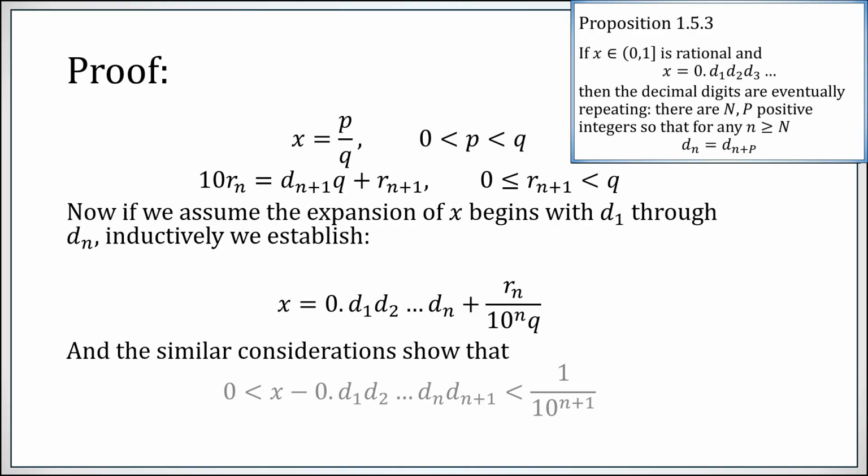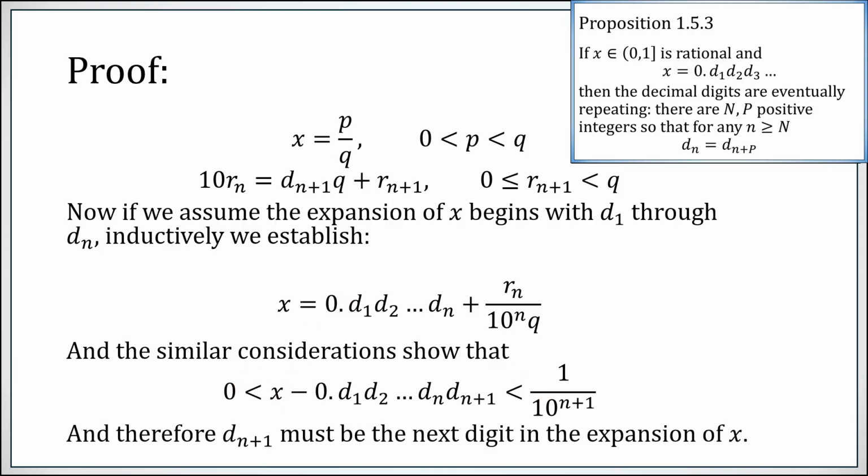And similar considerations to the previous slide would show if the remainder is 0, you get two expansions, both of them eventually repeating. Otherwise, you are strictly between 0 and the next power of 10. And therefore, you must have constructed the next digit correctly. Again, calling back to proposition 1.5.1. So once you get past the first inductive step, it just sort of carries forward this machine. So not only did we start with x and construct a decimal expansion, that decimal expansion must represent x itself. So for any rational number, we eventually have a repeating decimal expansion.